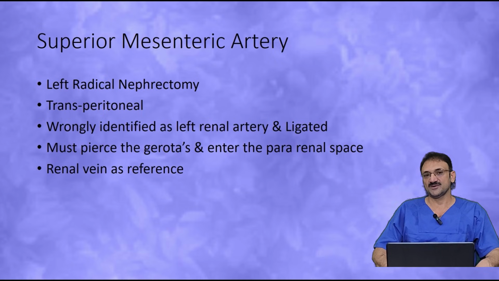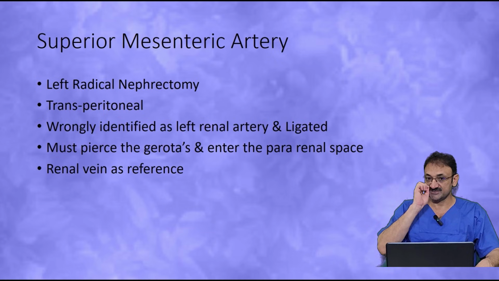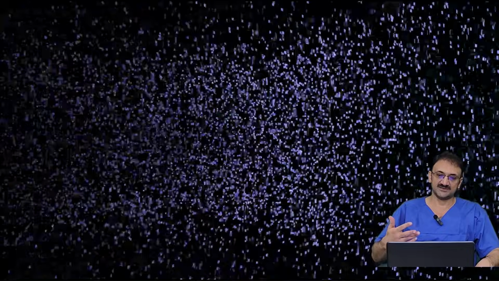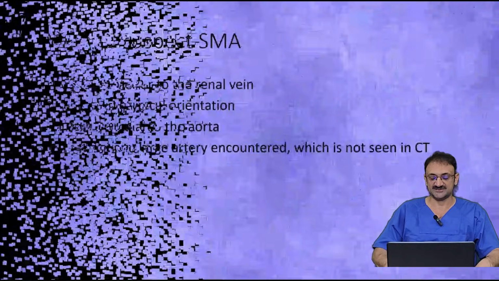Here is where the problem occurs. If you are suspicious that you already clipped a major artery, why is another major artery coming to the kidney? Then it must be a superior mesenteric artery. And if you are suspicious that the artery is coming anterior to the vein into the kidney, then it has to be followed towards the Gerota's fascia.